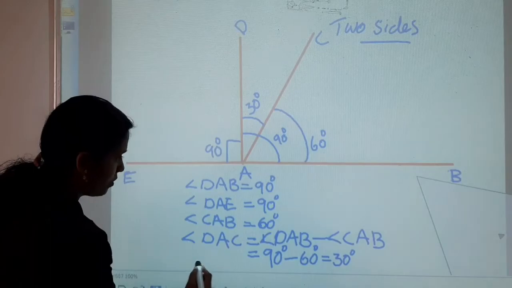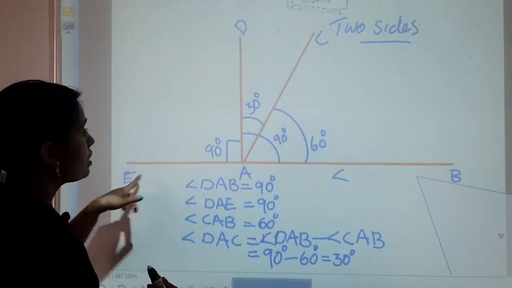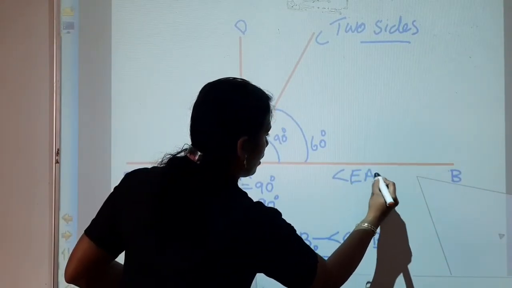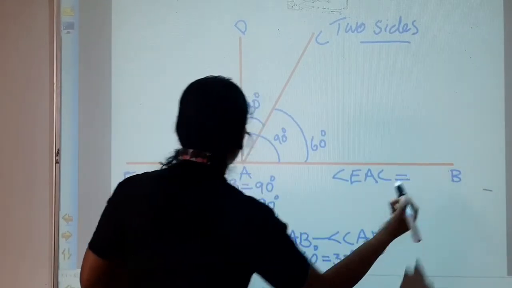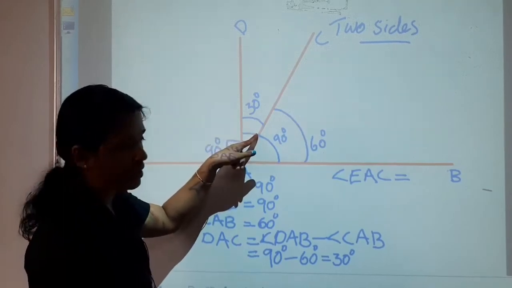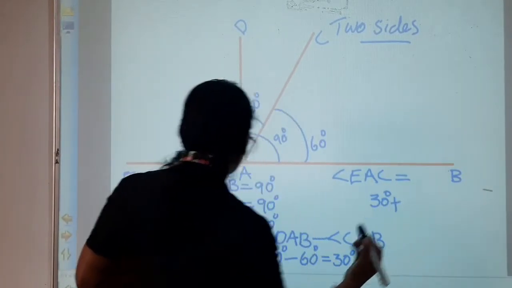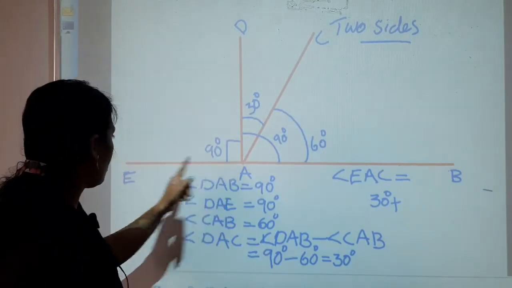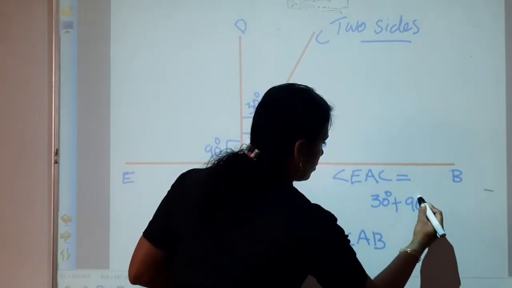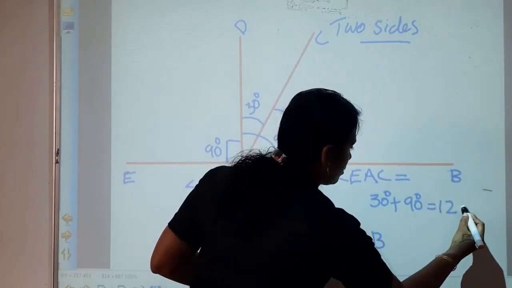So here angle EAC is equal to, here angle CAD 30 degree. So 30 degree plus angle DAE 90 degree is equal to 30 plus 90, 120 degree.